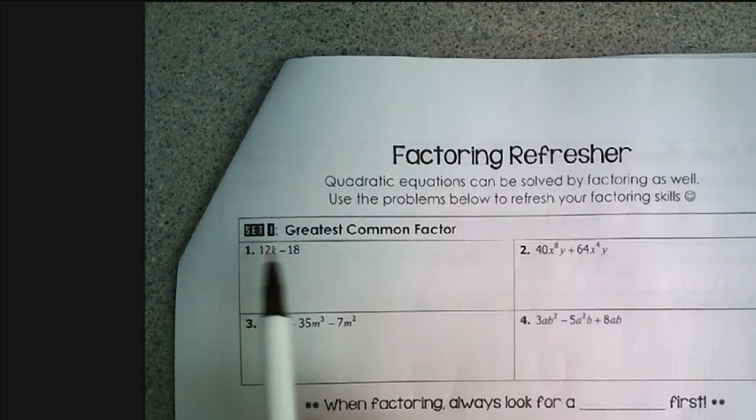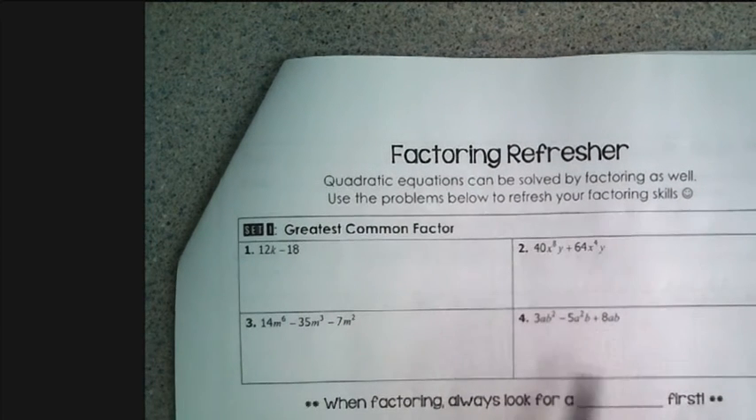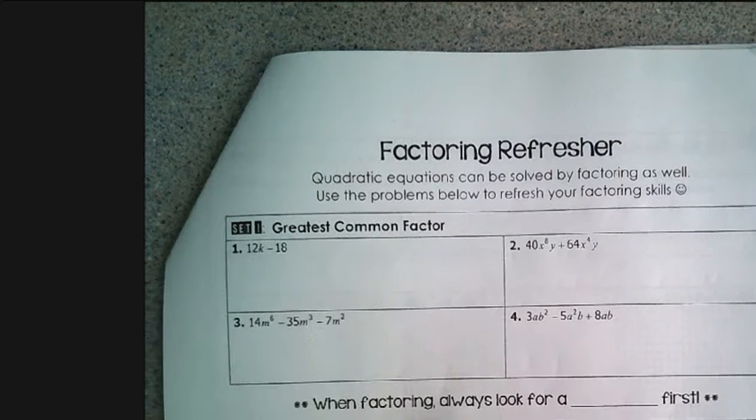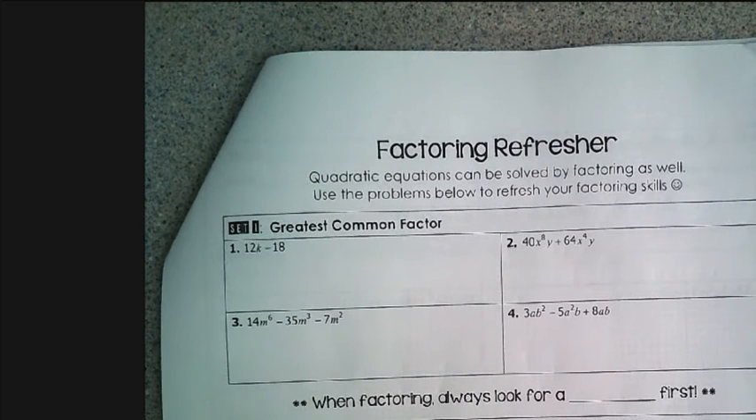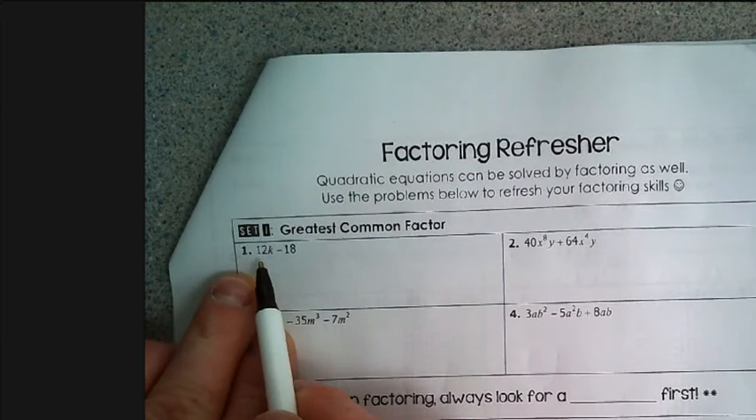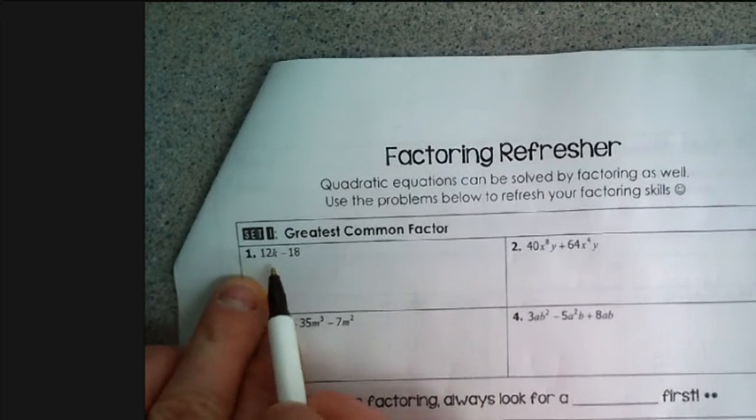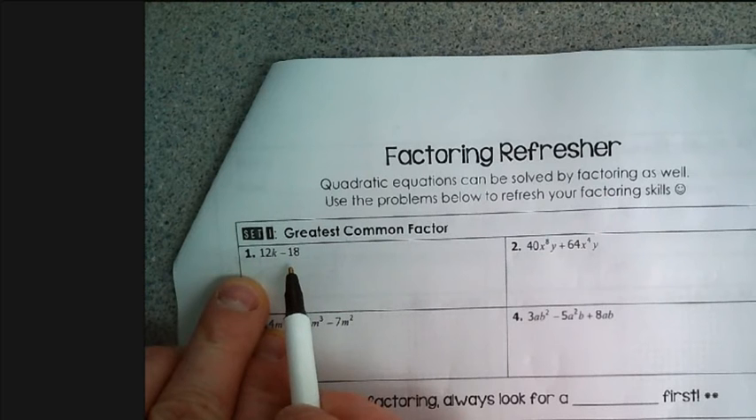So here we have two terms. Here we have two terms. Here we have three terms. We want to find the factor that is the greatest factor common to all the parts. Now, we want to first look at the numerical parts, 12 and 18, and we want to find the greatest common factor.